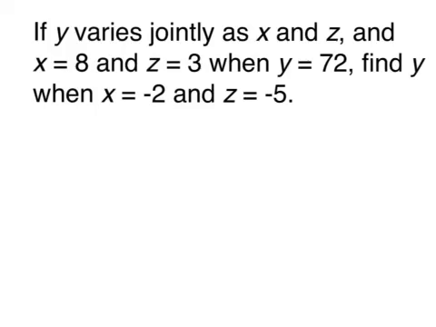Okay, so I'm told that y varies jointly as x and z, and that x equals 8 and z equals 3 when y is 72. And I want to find what y is if x is negative 2 and z is negative 5. So I'm going to set up my initial equation.